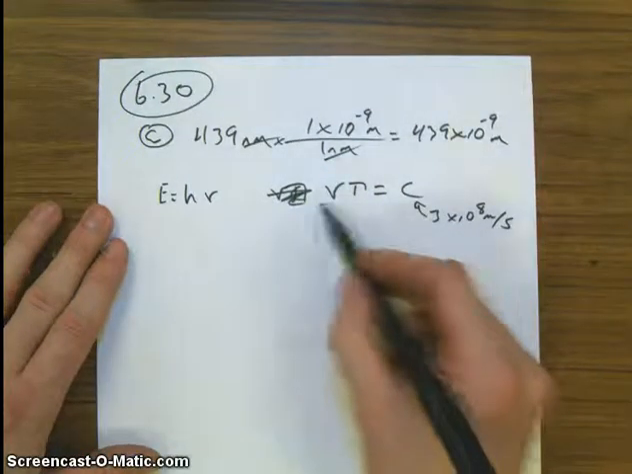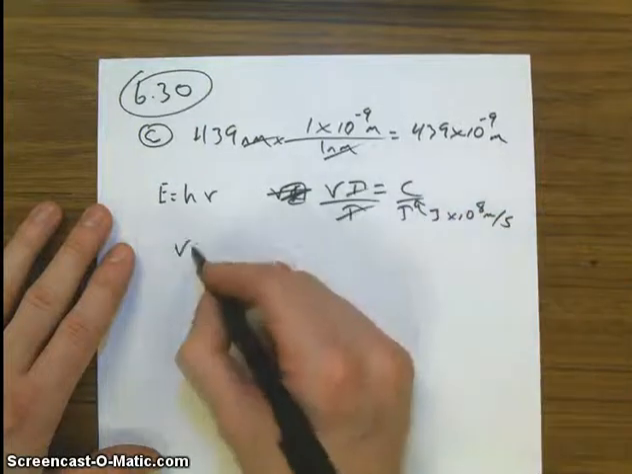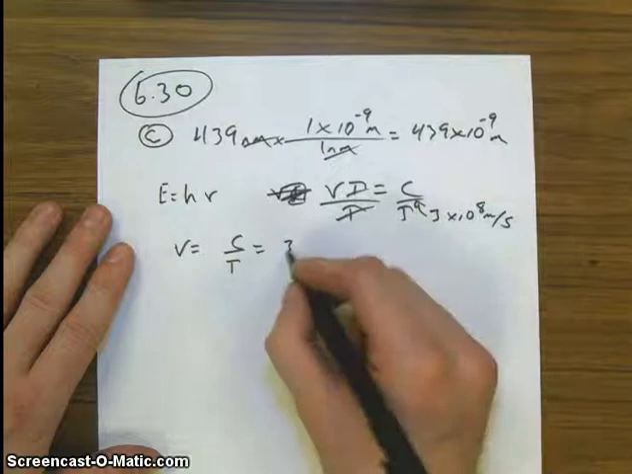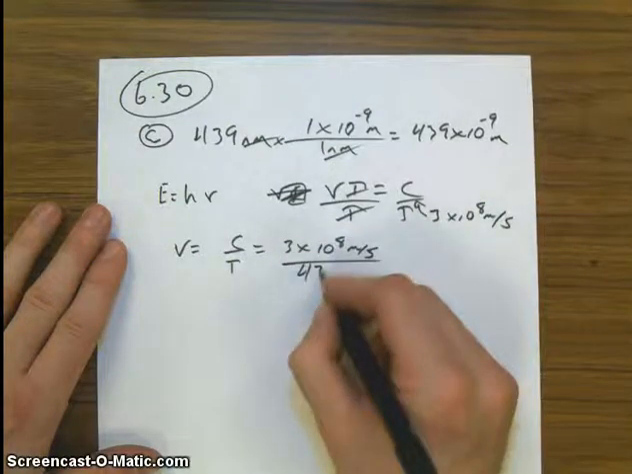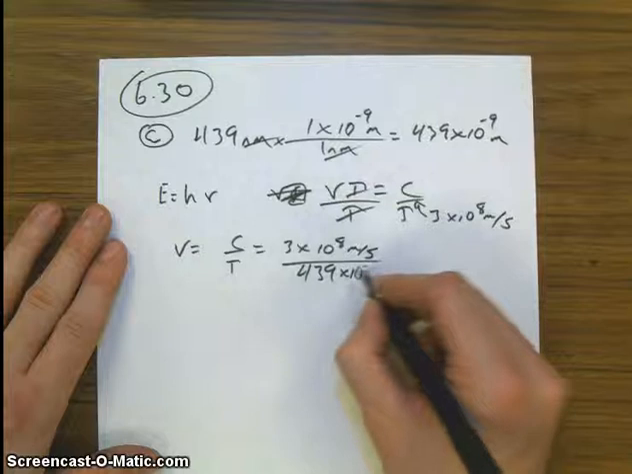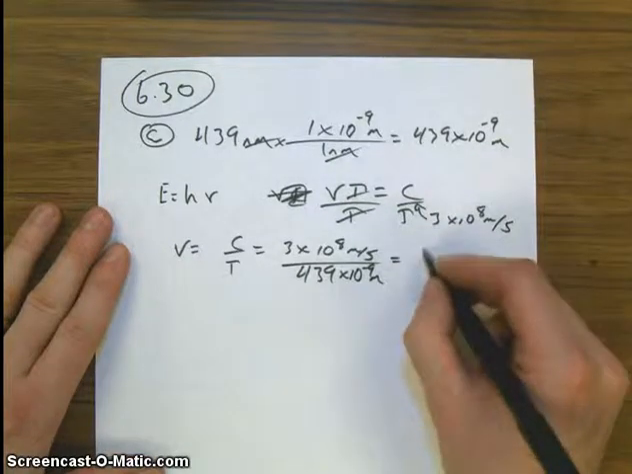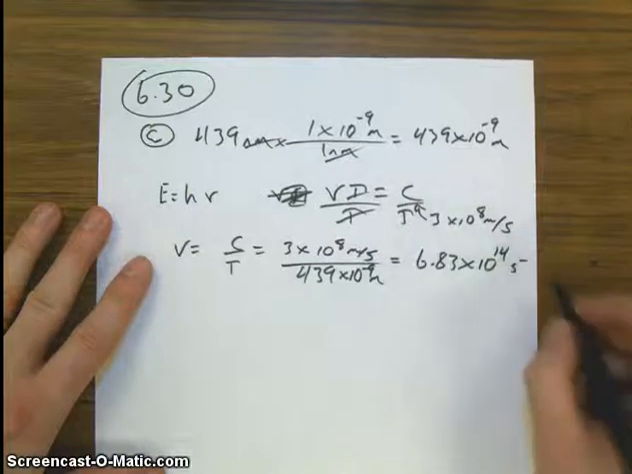So you obviously rearrange this equation to figure out what the frequency is. So frequency equals the speed of light divided by the wavelength. So the speed of light, 3 times 10 to the 8th meters per second, divided by my wavelength in meters. And after I do that, I end up with 6.83 times 10 to the 14th inverse seconds.